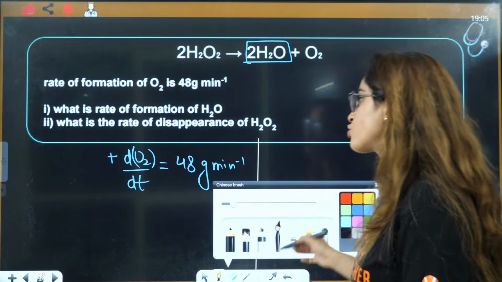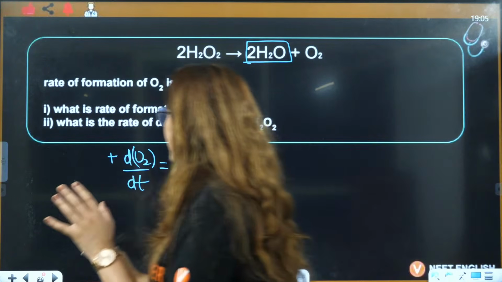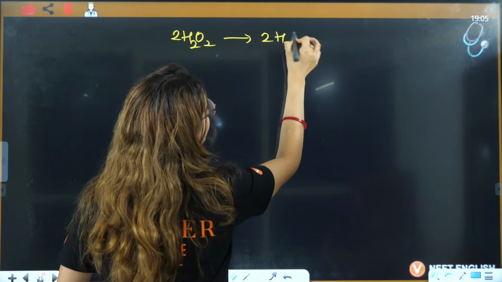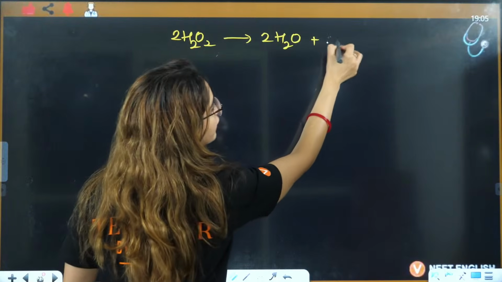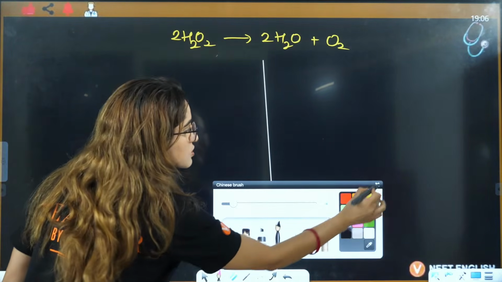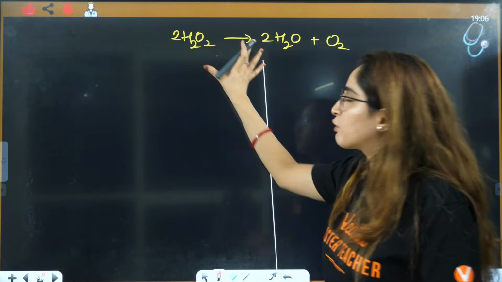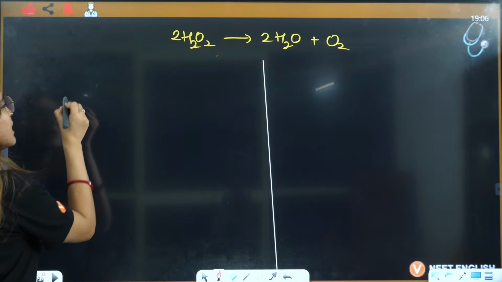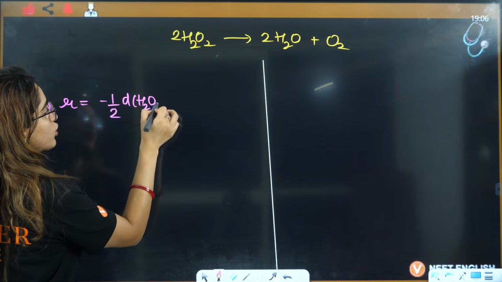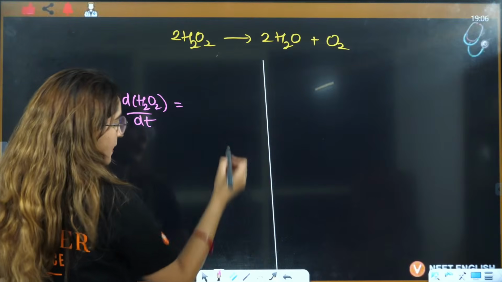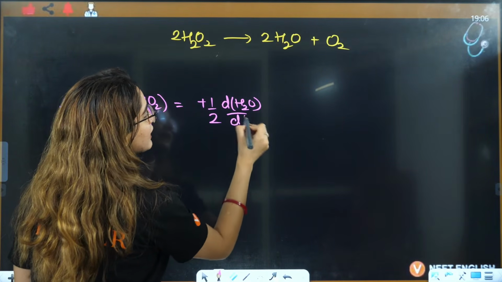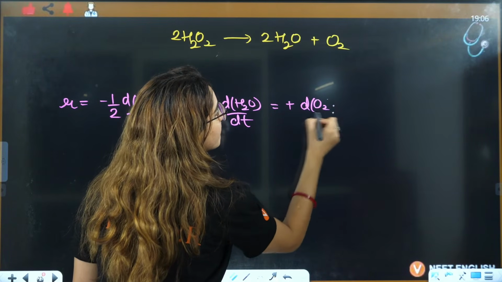Now, rate of formation of H2O, rate of disappearance of H2O2, everything will be answered with the help of rate of reaction. Now, who will tell me what is rate of reaction? Guys, I want you to solve it in your notebooks as well, because that will be beneficial to you only. When I talk about this particular reaction, I want to talk about rate of reaction altogether. In terms of reactant it's minus, and the coefficient is 1 by 2, so it will be minus 1 by 2 d of H2O2 by dt, equals positive 1 by 2 d of H2O by dt, equals positive dO2 by dt.